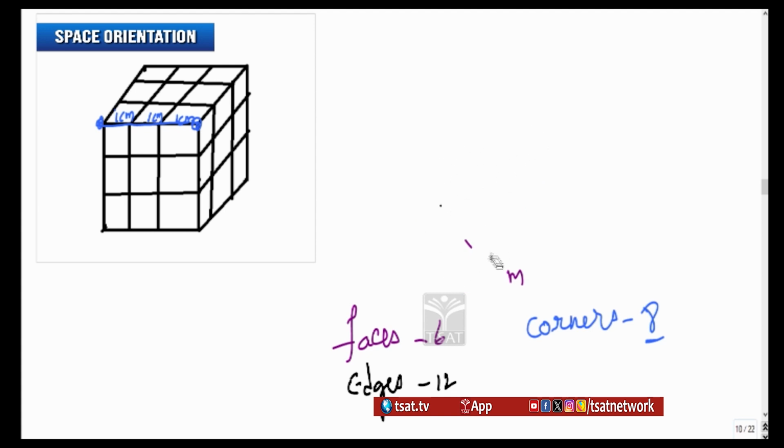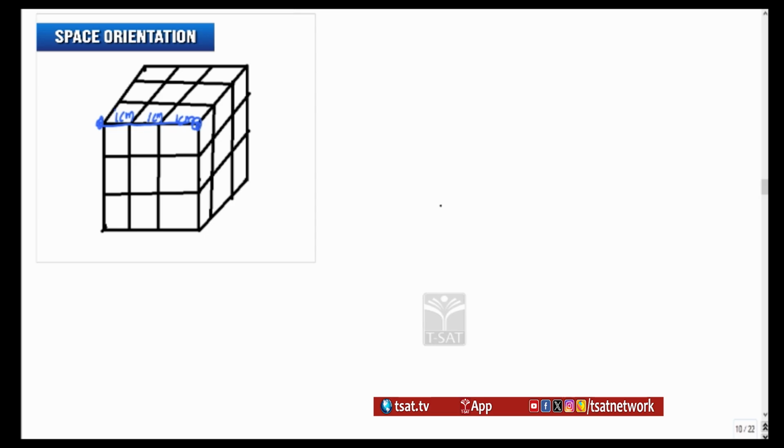So the first question will be, how many small cubes are formed? This is asking how many small cubes are formed. See here, we have a cube which is a 3-dimensional figure. When it is a 3-dimensional figure, we have length, breadth and also a height. So we have length, breadth and height.